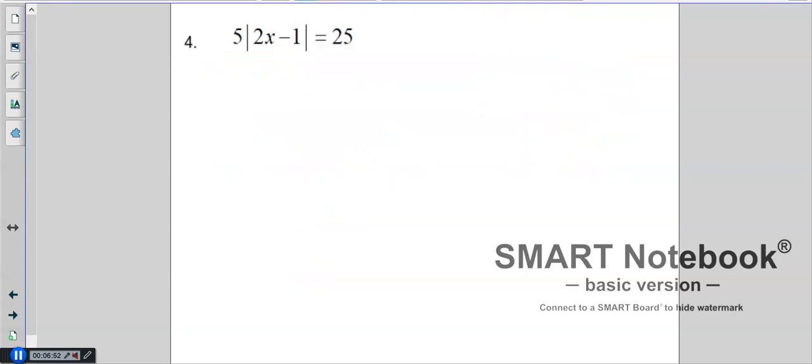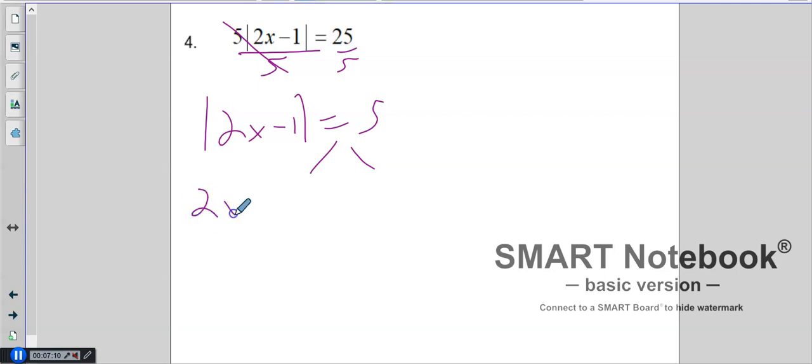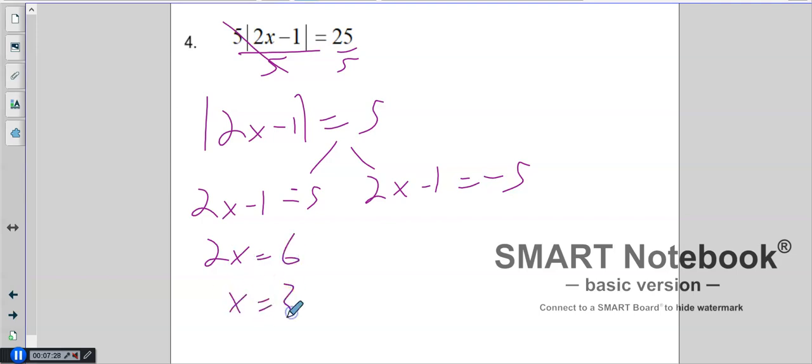All right, same thing here, except this time when I divide by 5 to get rid of this 5, I'm dividing instead of multiplying, but same concept, I'm trying to get rid of that. When I'm done on this side, I do have an absolute value equal to a positive number. So in this case, I am going to set up my two equations. 2x minus 1 equals 5, and 2x minus 1 equals negative 5. Now I do all the steps I've been doing. I'm going to add 1 to both sides and get 6. When I divide, I get 3.